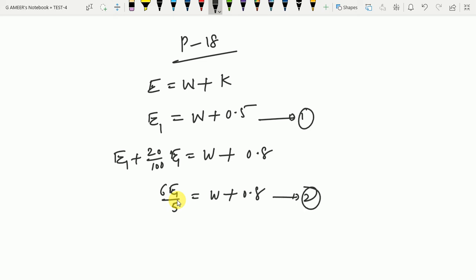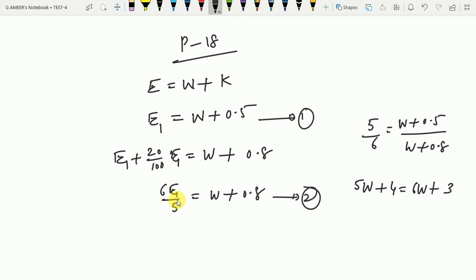So divide 1 by 2. When I divide, I get 5 by 6 is equal to work function plus 0.5 divided by work function plus 0.8. So 5W plus 4 is equal to 6W plus 3, and 4 minus 3 is 1. That means the work function is 1 electron volt. The best option for P18 is option B.